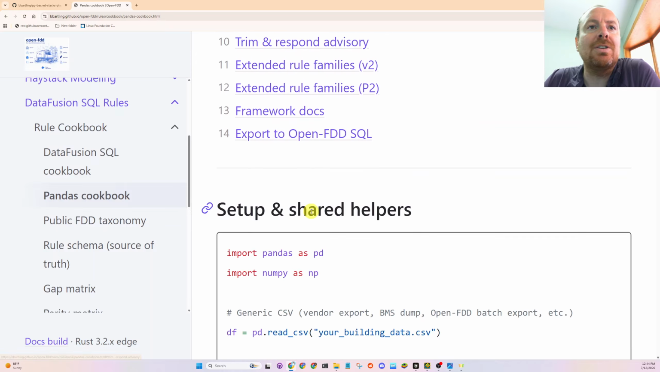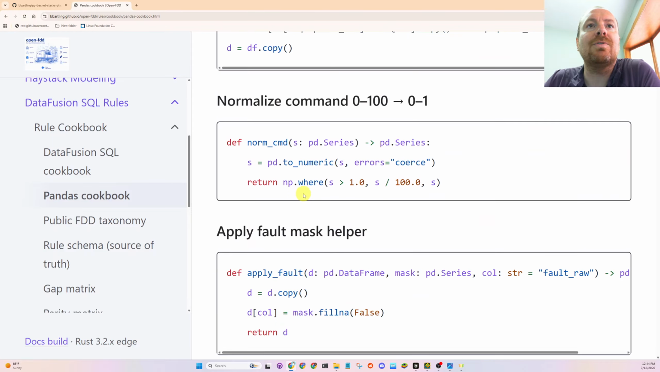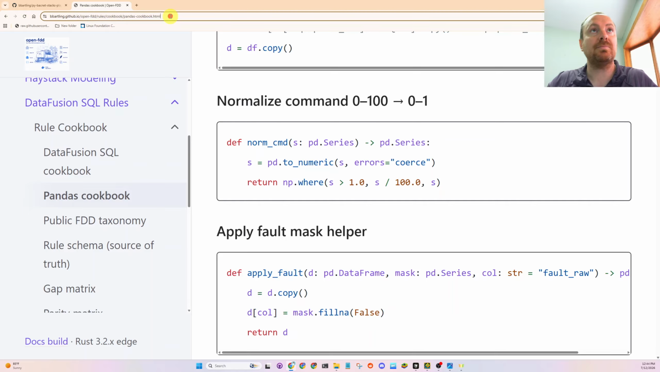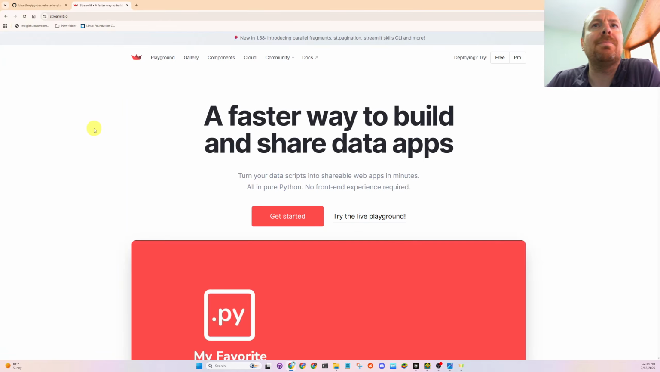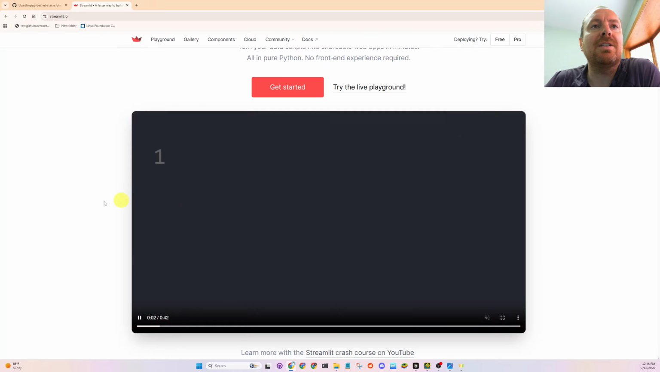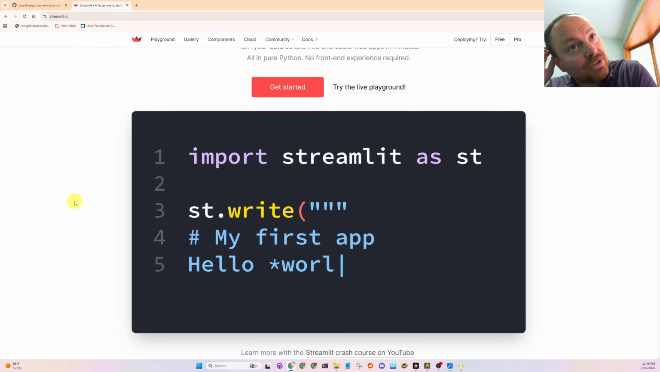So all of the rules here, all 50 rules, are written in Python. We've talked about this before. This is ported over into this Python data science application called Streamlit. I think we talked about this yesterday. Streamlit is basically a dashboarding application.